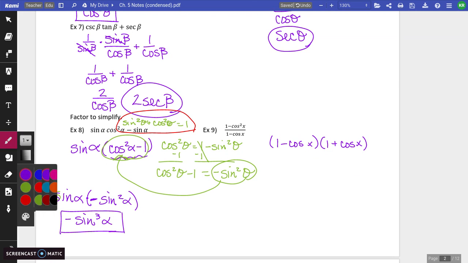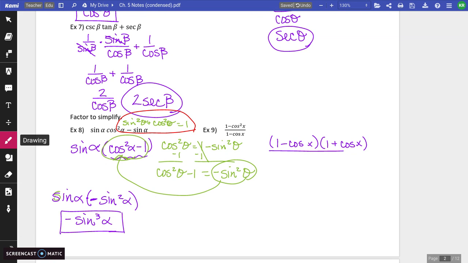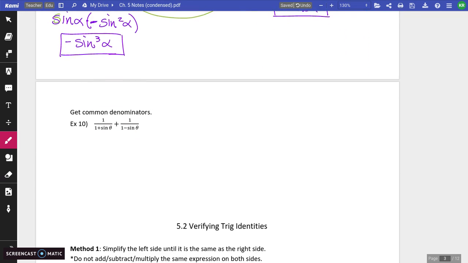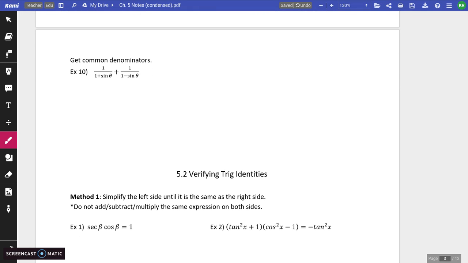If we go back to our statement right here, look at the denominator, 1 minus cosine x. This is a whole factor, this 1 minus cosine x. So you can reduce out those 1 minus cosine x, and you have 1 plus cosine x as the simplified form. Okay, let's go to number 10.